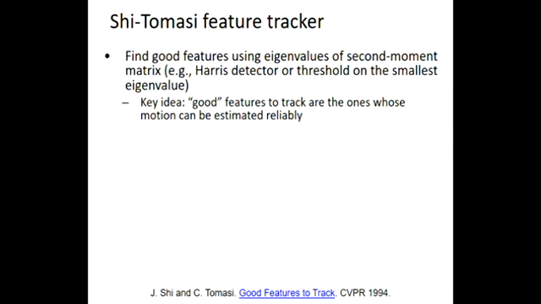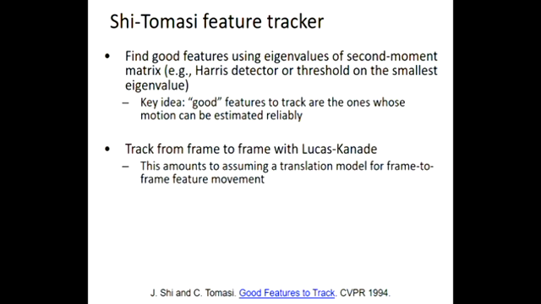Right, so all of this, the combination of what we talked about on Tuesday and now, leads to the Shi-Tomasi feature tracker. The idea is that you find good features using the eigenvalues of the second moment matrix. It could be the Harris detector, or you could just threshold on the smallest eigenvalue. Good features to track are ones whose motion can be estimated reliably. Then you track from frame to frame with Lucas-Kanade, which amounts to assuming a translation model for frame-to-frame feature movement.